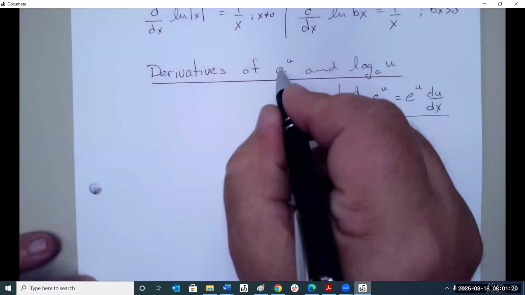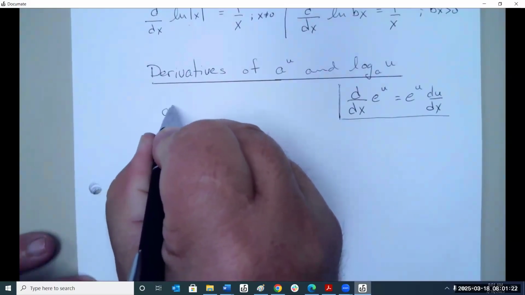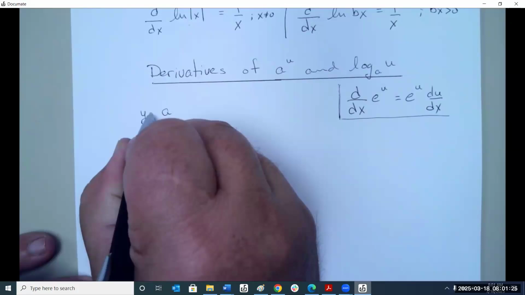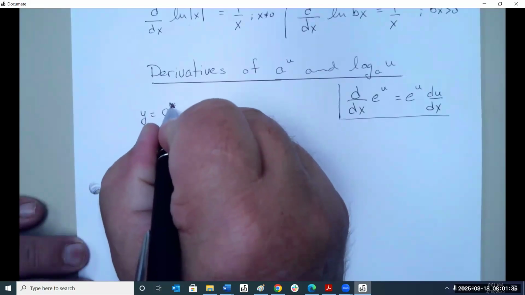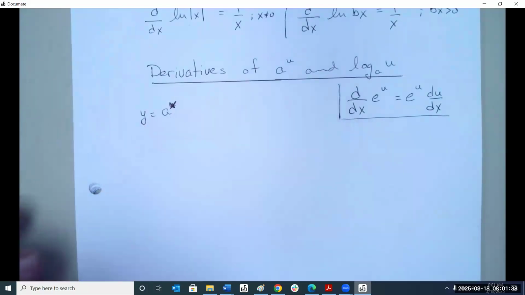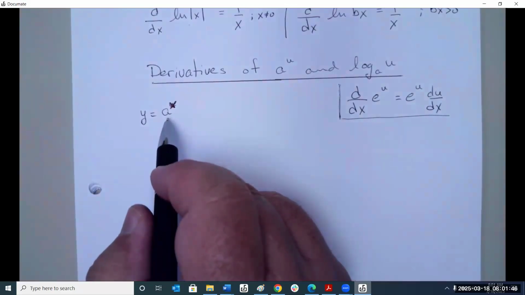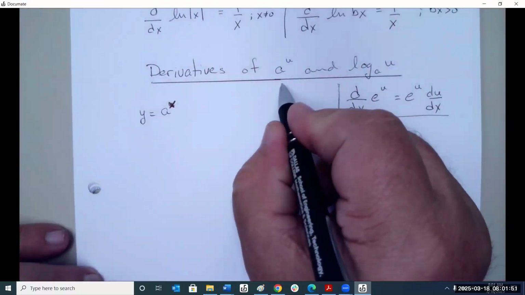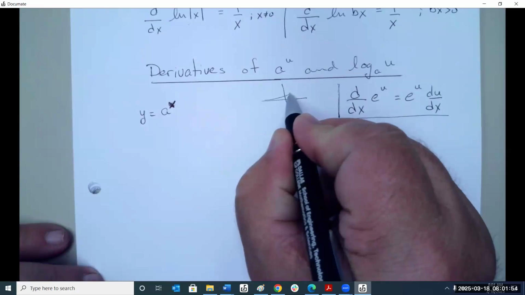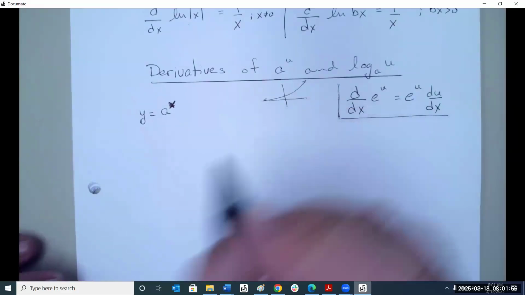To begin with, let's look at y equals a to the power u. Well, let's start with a more specific function first, a to the power x, where a is any number that cannot be 0 or 1 or negative. A's got to be positive, cannot be 0 or 1. And the graph of an exponential function looks like this. It's an increasing function that never crosses the x-axis.